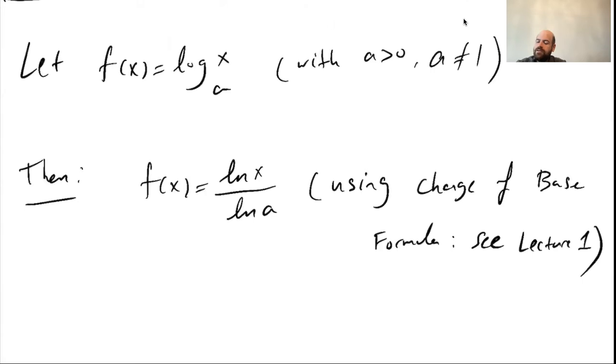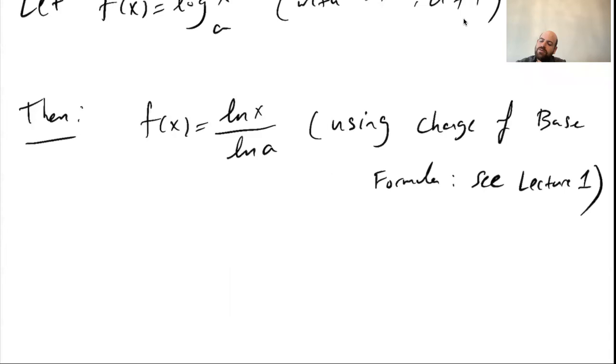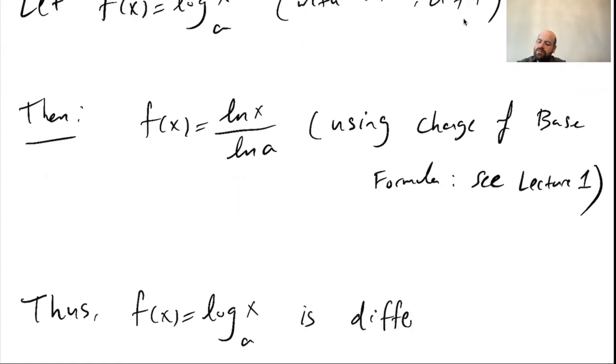In lecture 1, we stated the change of base formula, which says that logarithm x in base a can be written as ln x divided by ln a. So now we already know the derivative of ln x. We are just multiplying it by 1 over ln a. So we can find f prime of x then. Thus f of x equals logarithm x in base a is differentiable on the interval 0 to infinity.